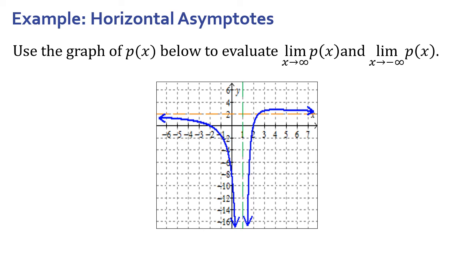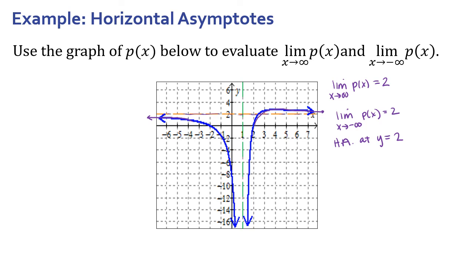All right, let's use the graph below to evaluate these specific limits. If I am looking at the limit as x approaches infinity of this function p of x, as your x values are approaching infinity, so as this is going to get really, really big, you can see this graph is getting really, really close to 2. On the other side, as your x values are approaching negative infinity, we'd say this is getting really, really close also to 2. You can see it drawn in here in this orange, this is a horizontal asymptote at y equals 2.